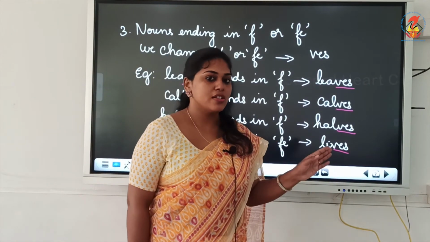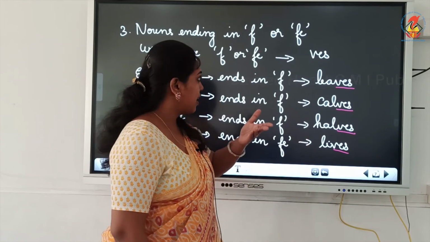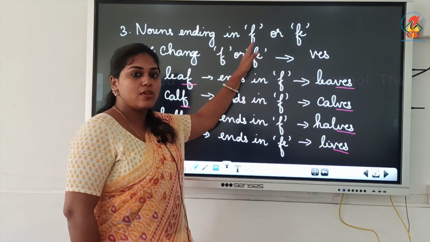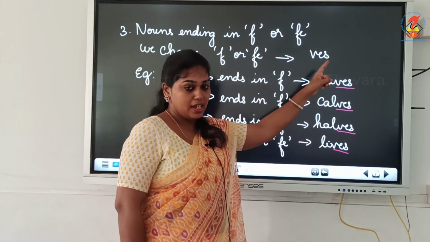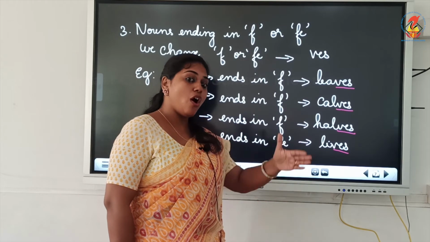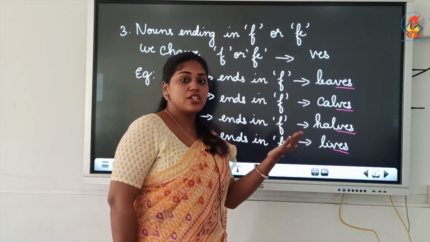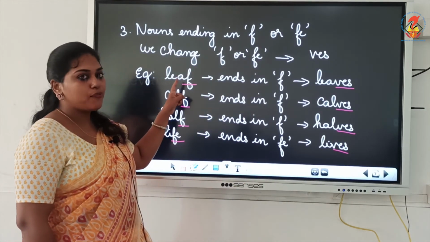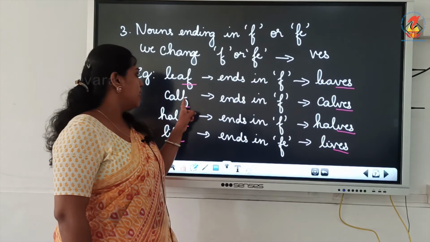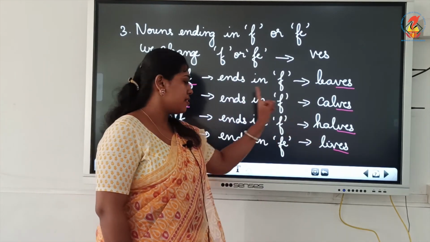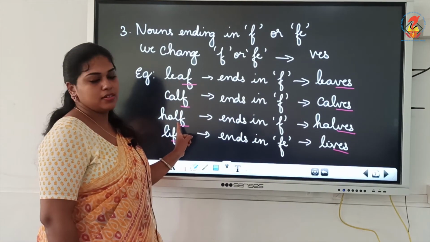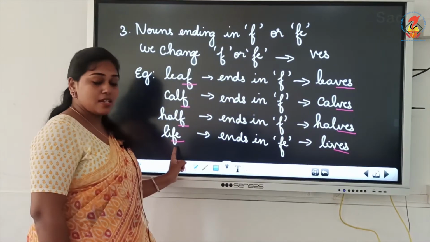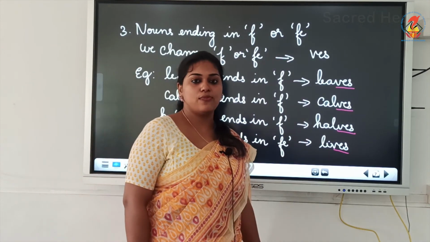Understood? Hope you understood this rule as well. So, once again I will repeat it. If the nouns end in F or FE, you have to cut F or FE and change it into VES. Therefore, the plural form of leaf is leaves, calf is calves, half is singular and halves is plural. Life is singular and lives is the plural form of it.